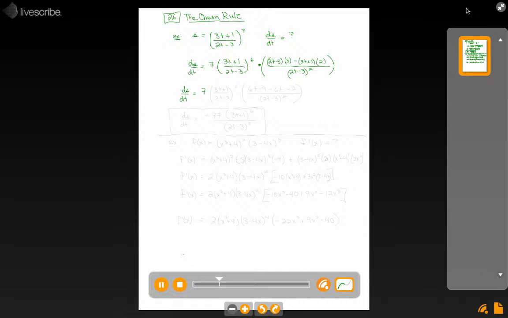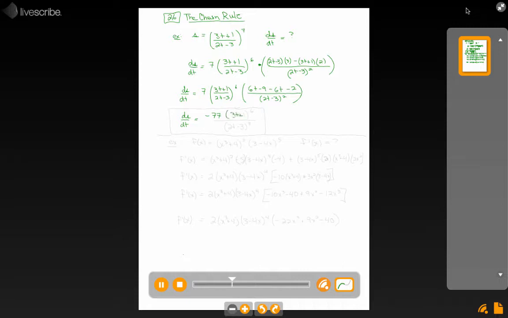Let's leave this first bit alone for a second. 7 times (3t plus 1 over 2t minus 3) to the 6th. But let's look at what happens inside the second bracket. We've got 6t minus 9 minus 6t minus 2, and then we have (2t minus 3) squared. Now, if you realize, first of all, collecting like terms in that piece is going to get rid of those t's. We'll just have negative 11 there. Negative 11 times 7 is negative 77.